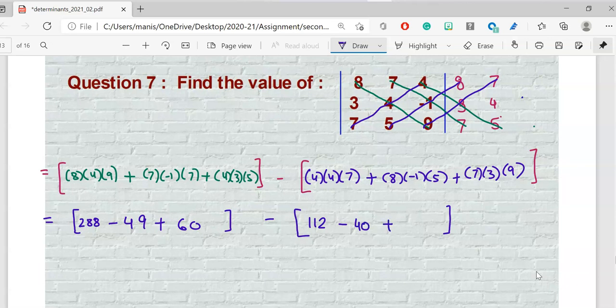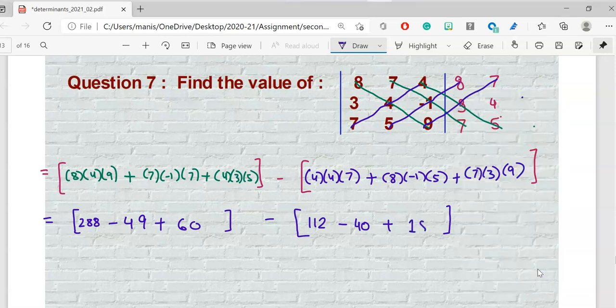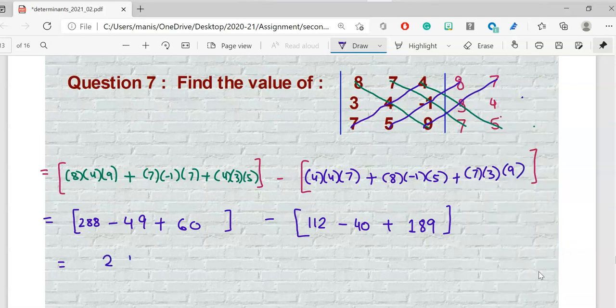Plus, okay, 7 times 3 is 21. 21 times 9. So if I'm not sure, what I will do is I will use my calculator. So this is yours, 21 times 9. 189. So I'll write it over here, 189. So let's solve the left hand side part using our calculator, and then we go to the right one. 288 minus 49 plus 60. 299 is the answer for this part over here.